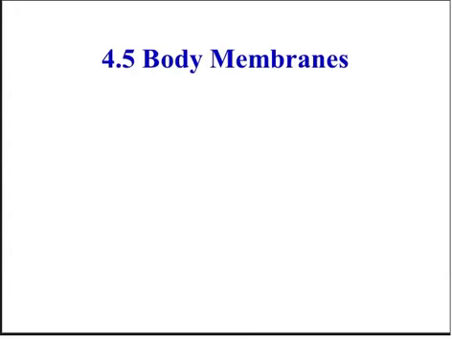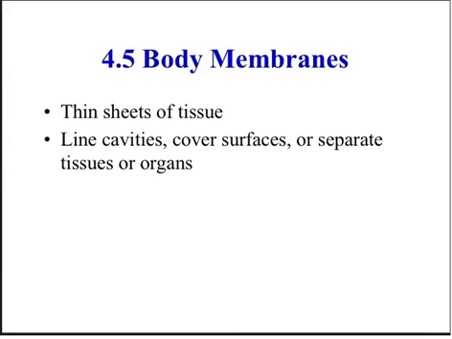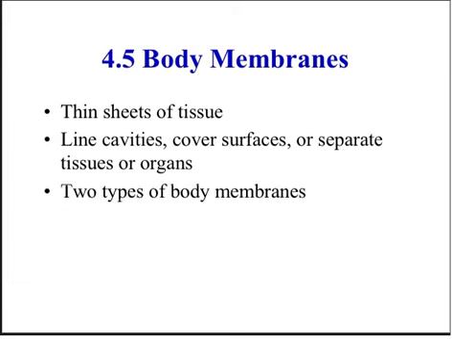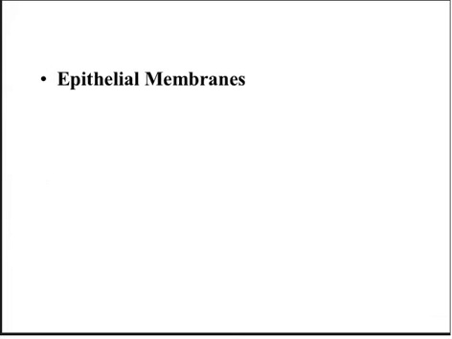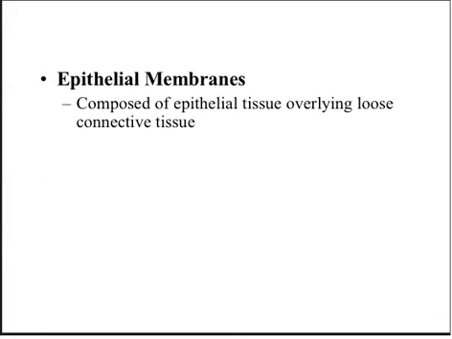Okay, body membranes are thin sheets of tissue that line the cavities of the body, cover surfaces, or they separate tissues and organs. And there's two main types of body membranes: epithelial membranes and connective tissue membranes. Epithelial membranes are made up of epithelial tissue that covers loose connective tissue.